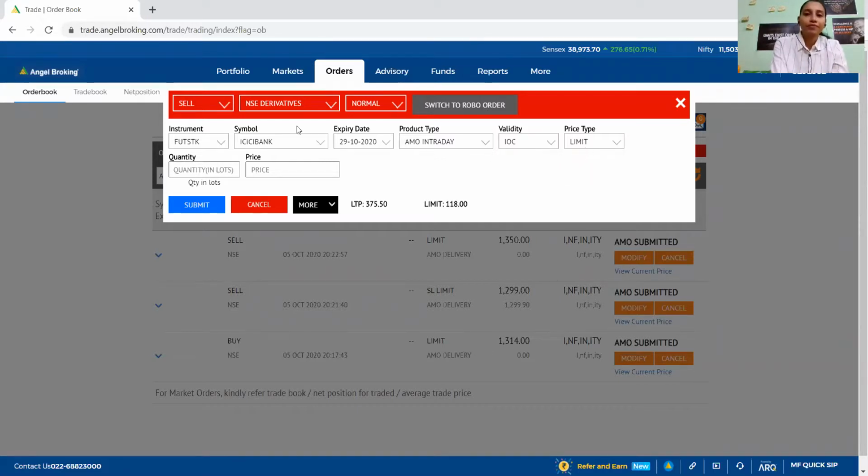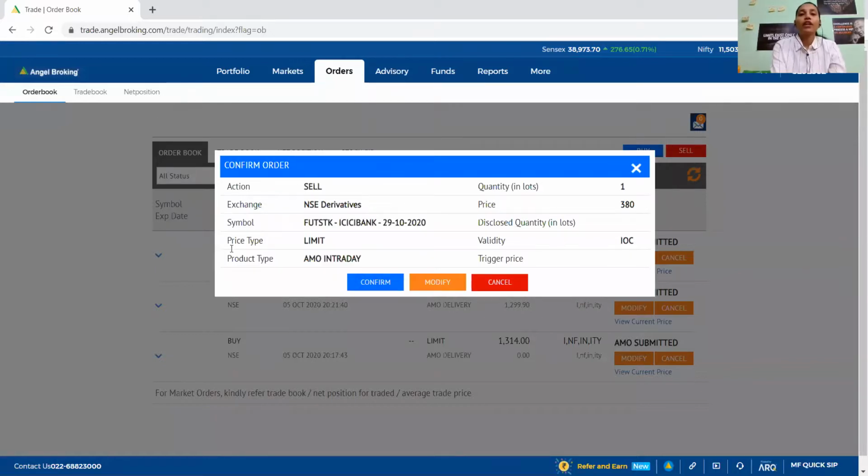At the limit, okay? Limit, lot, one lot. The price, 380. So let me just submit it. So are you able to see this? It will come like this. Future stock. So when I tried to sell in the cash, it didn't sell after the market order because I had not bought it. So this will only work, I think, in the live market, the cash part. So future stocks can be sold.